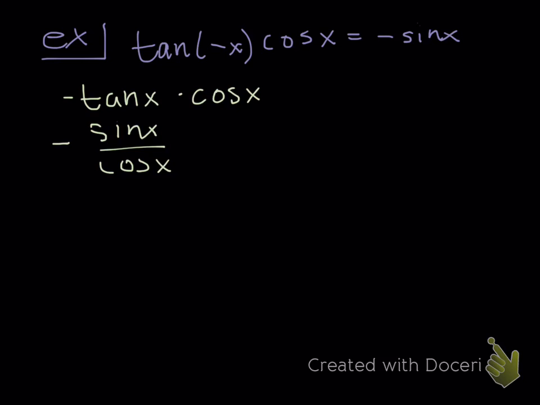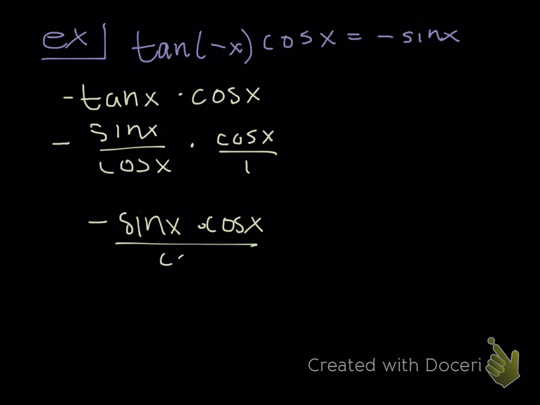And now I'm multiplying that by a cosine of x. And again, we're going to multiply fractions. Technically, this is like a cosine over 1. So I have negative sine of x times cosine of x all over cosine of x. So my cosines are going to cancel, and I'm left with negative sine of x.